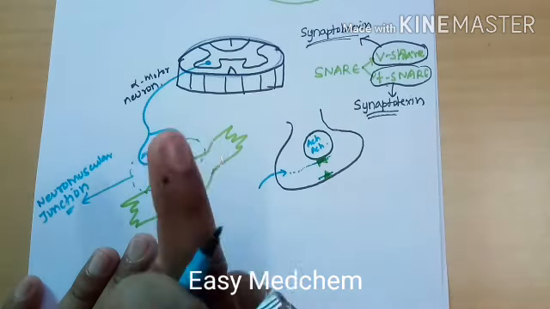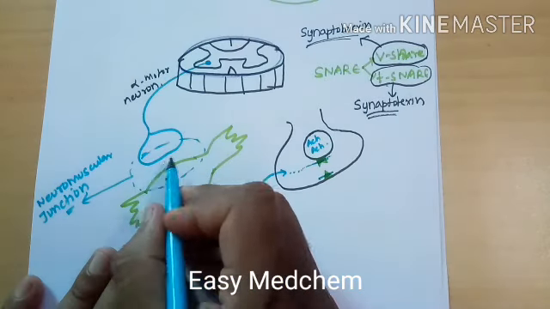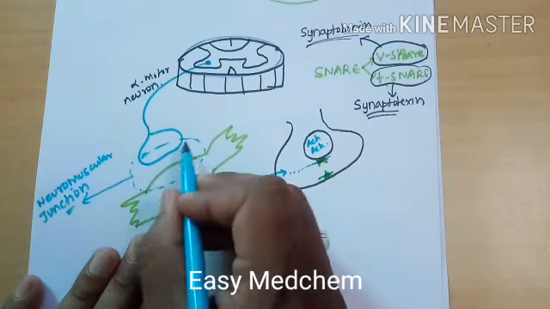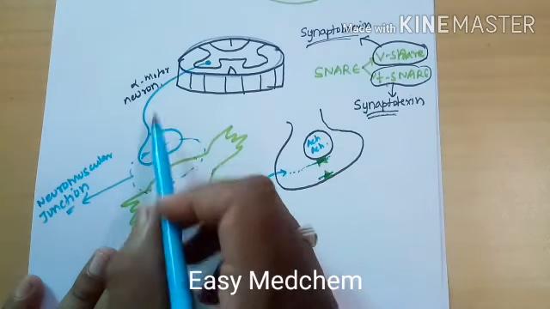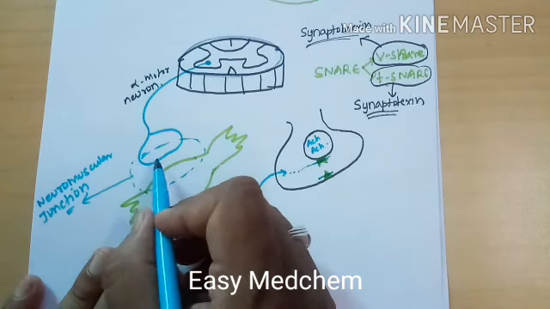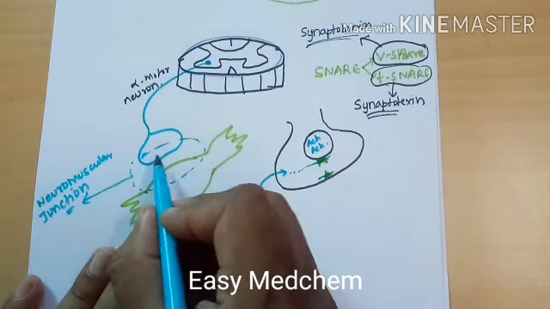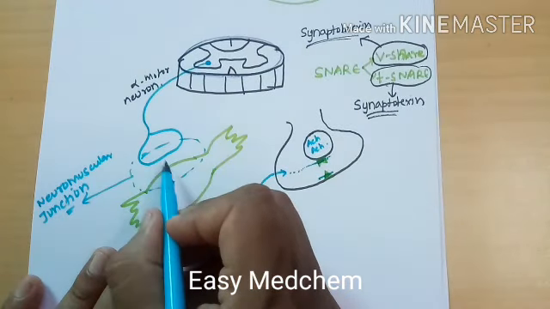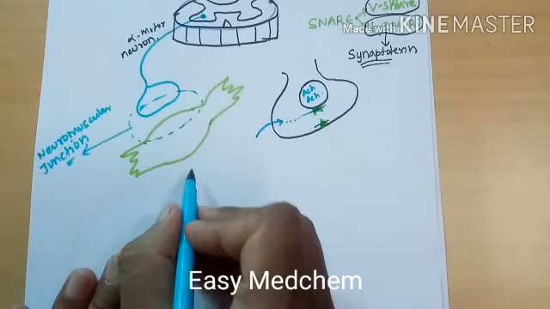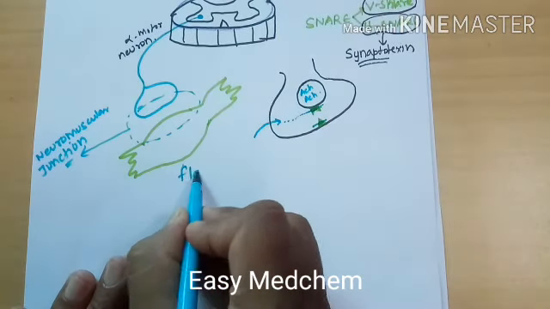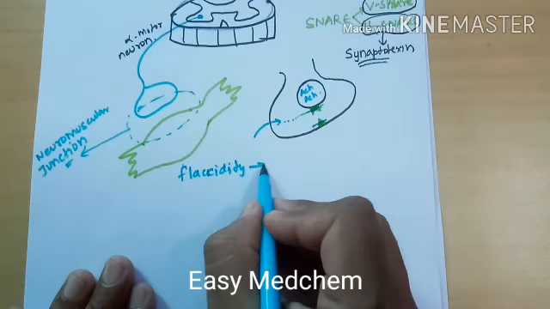So this is the mechanism of the botulinum toxin. It destroys the SNARE proteins present at the neuromuscular junction, on the end plates of the alpha motor neurons. If those SNARE proteins are destroyed, there is no release of acetylcholine at the neuromuscular junction and the muscles become flaccid. So flaccidity of the muscle occurs in the case of botulinum toxin.